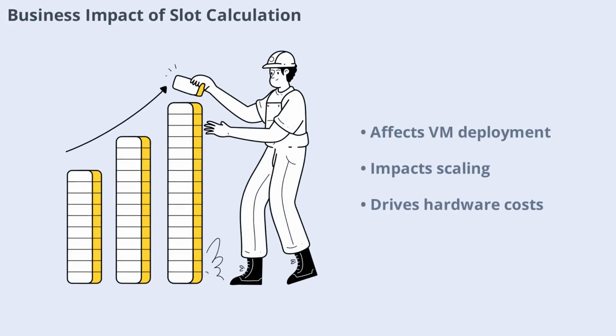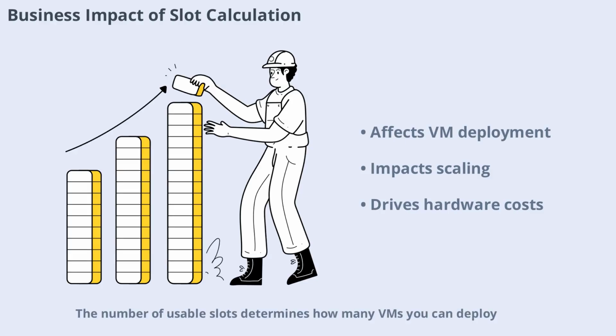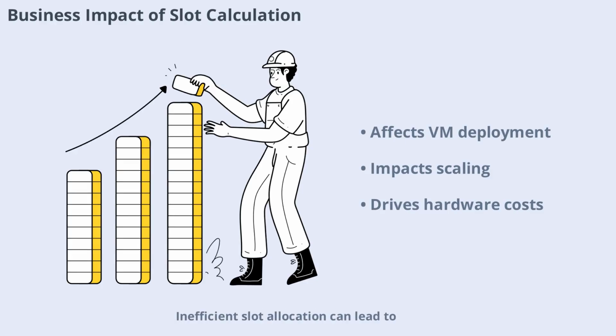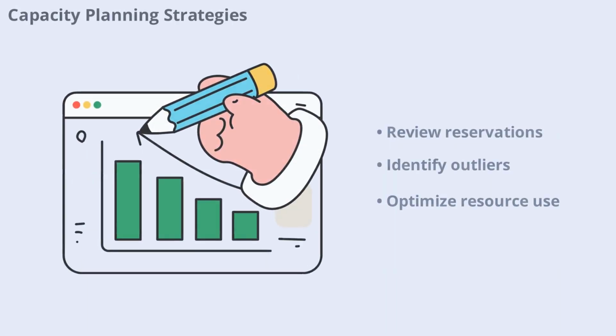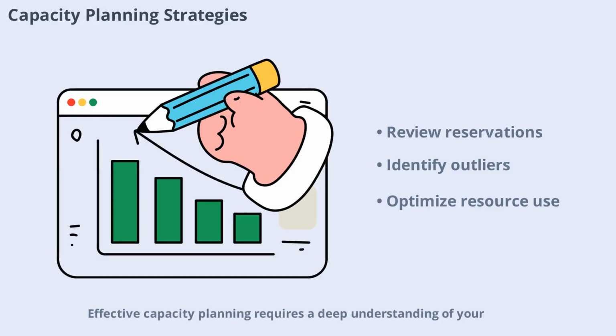The technical details of slot calculation have real business consequences. The number of usable slots determines how many VMs you can deploy, which in turn affects your ability to scale and respond to changing business needs. Inefficient slot allocation can lead to higher hardware costs and reduced agility, while efficient planning can maximize your investment in infrastructure. Effective capacity planning requires a deep understanding of your workloads and the limitations of your chosen admission control policy.